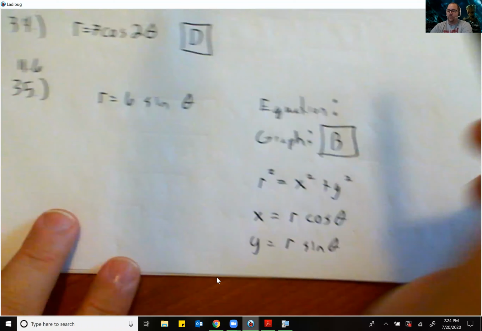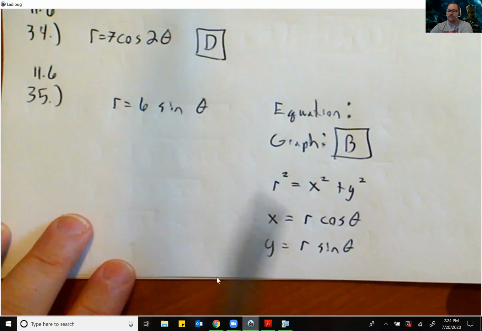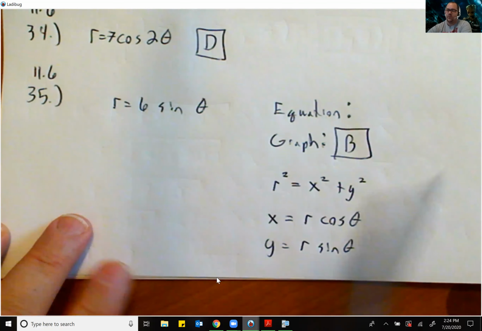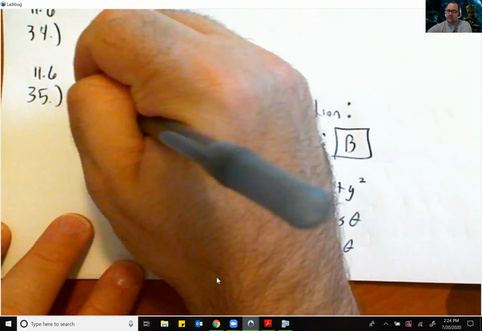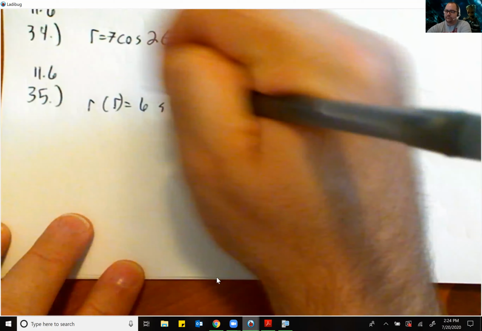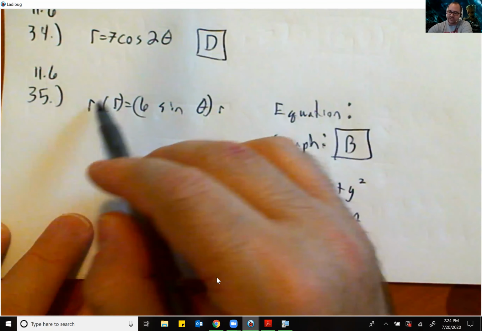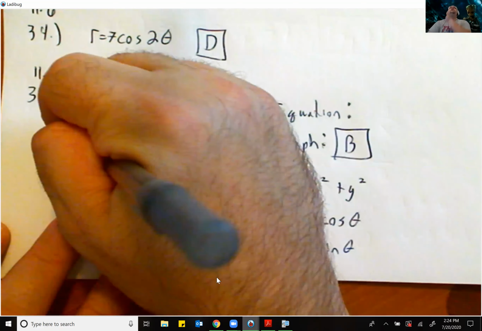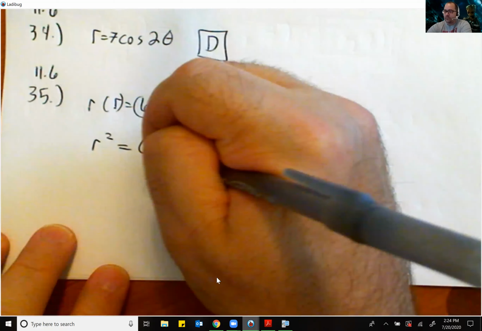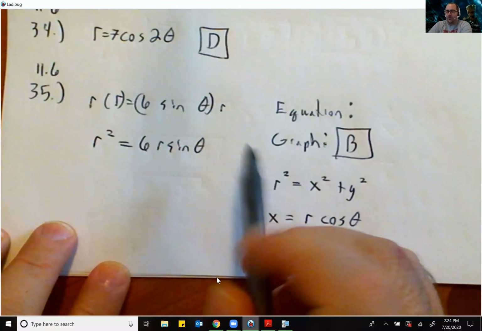This right here almost looks like this. It's missing an R. So how can I force an R in here? Well, let's just multiply both sides by R. Because if I do that, I get R times R, which is R squared. And I get 6R sine theta. I've gotten the R that I need.